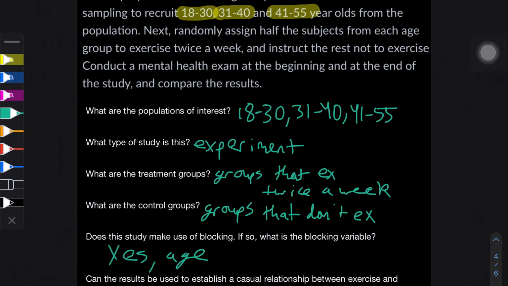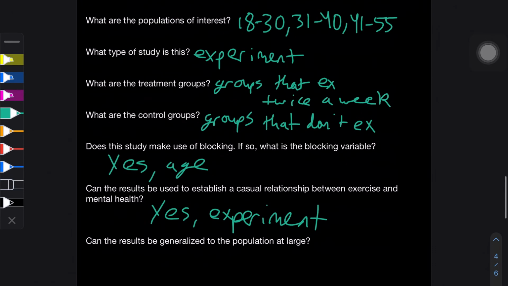Can the results be used to establish a causal relationship between exercise and mental health? Yes, they can, because this was an experiment we did ourselves. So yes, experiment. And now we know that we can establish this causal relationship because we are the ones who conducted the experiment and it was used well, and we did it ourselves. So we know that we can establish a causal relationship.